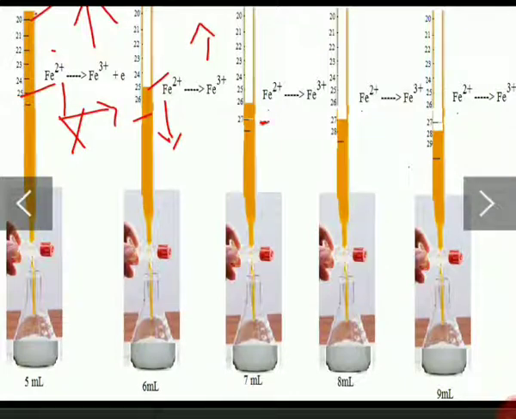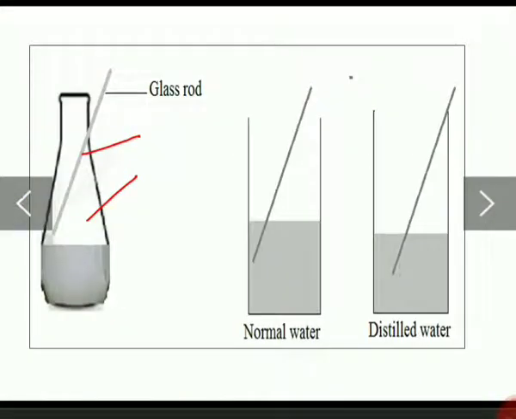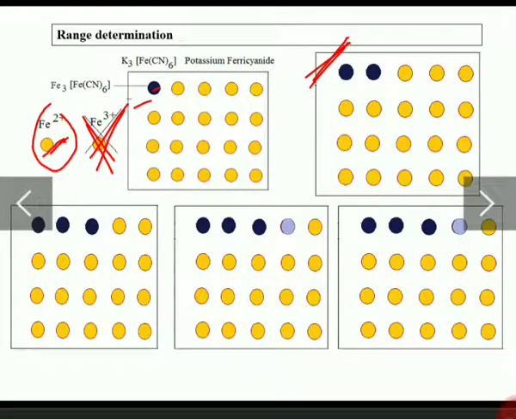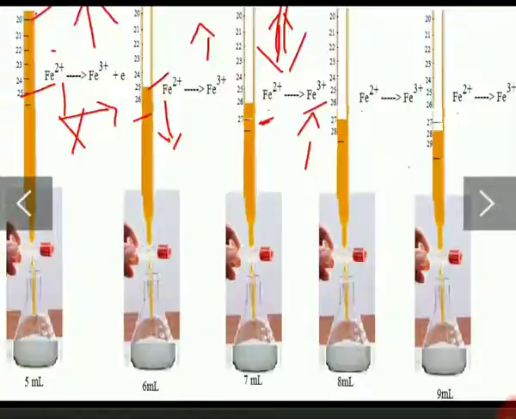Add 1 ml, that is 27 ml. Fe2+ concentration decreases, Fe3+ concentration increases because you are adding an oxidizing agent. It converts Fe2+ into Fe3+. Again, take a drop of sample from the conical flask, bring it in contact with the indicator. Again, the indicator has produced color. It says there are still Fe2+ ions remaining in the conical flask.